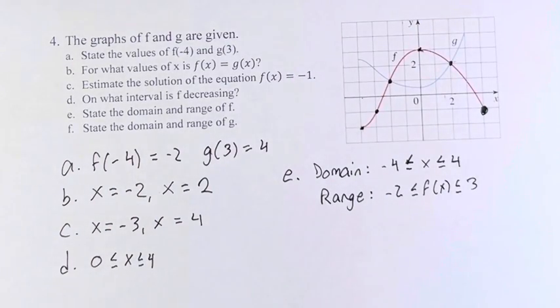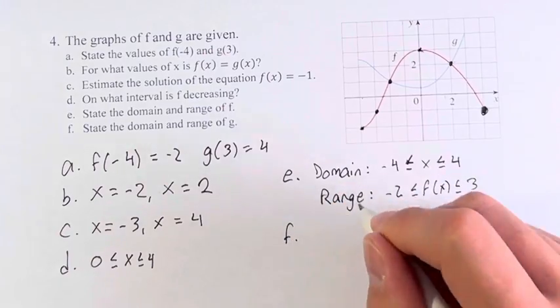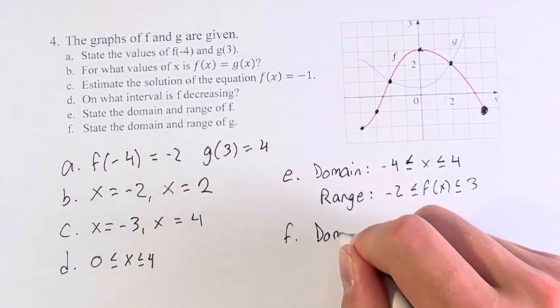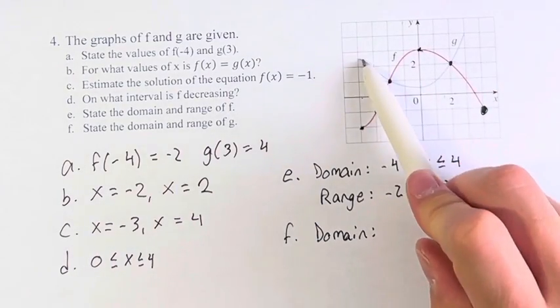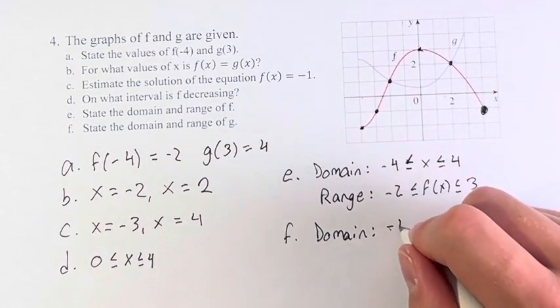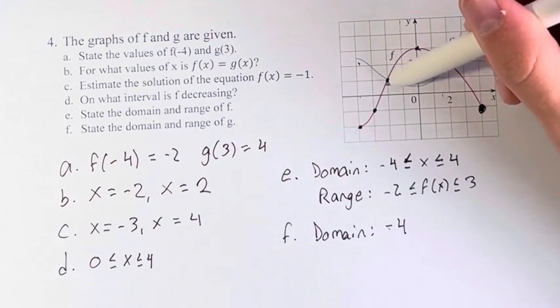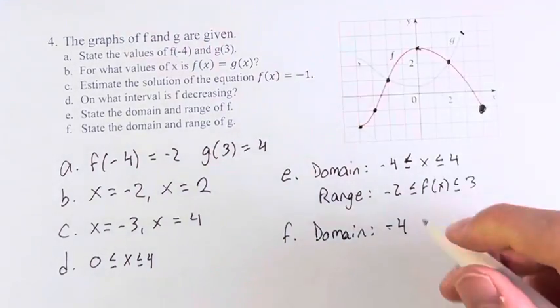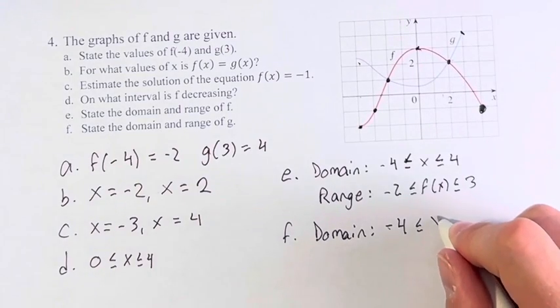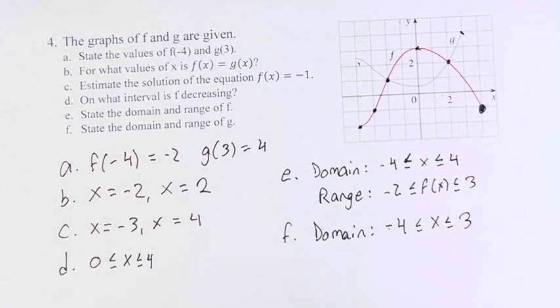So do a similar thing with g. We start here at x is equal to -4, and we can see that the function is continuous all the way to this point at x is equal to 3. So x goes from -4 to 3.